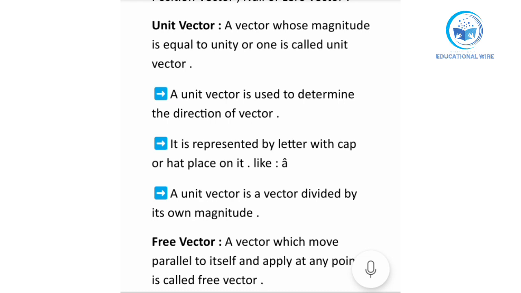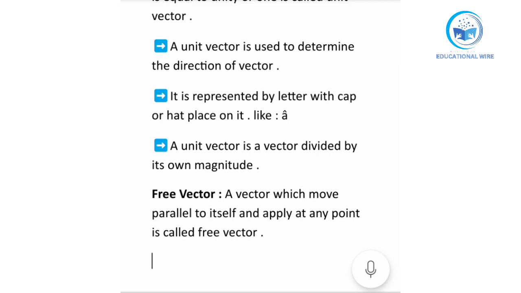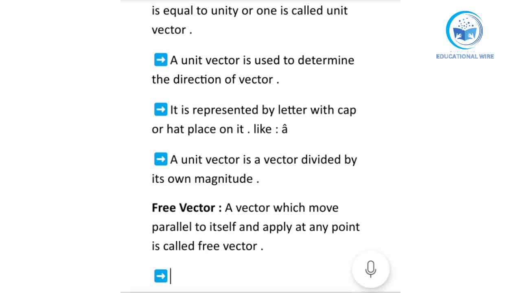I know that some of you are not understanding the definition. I will make the diagram, then hopefully you will understand easily. A free vector is a vector which moves parallel to itself and applies at any point. Or the MCQ can be that a vector that does not lie on the origin is called a free vector.